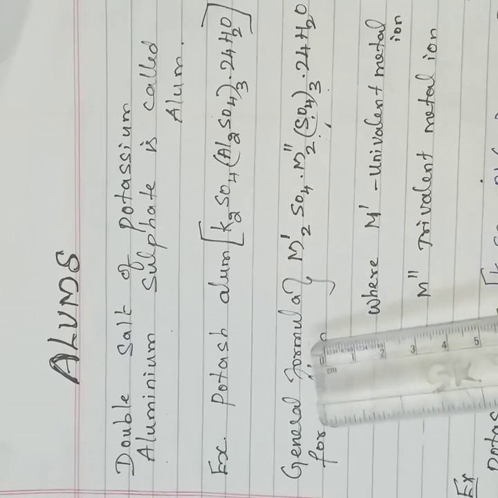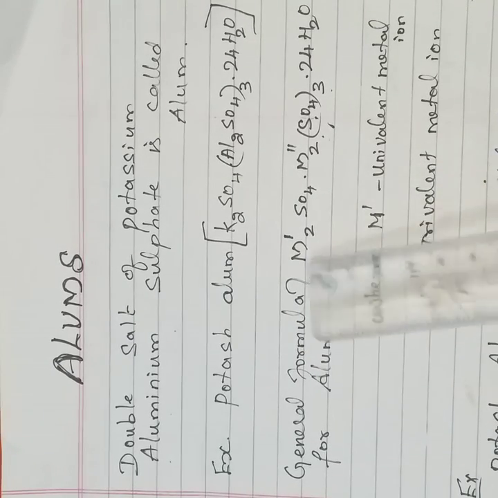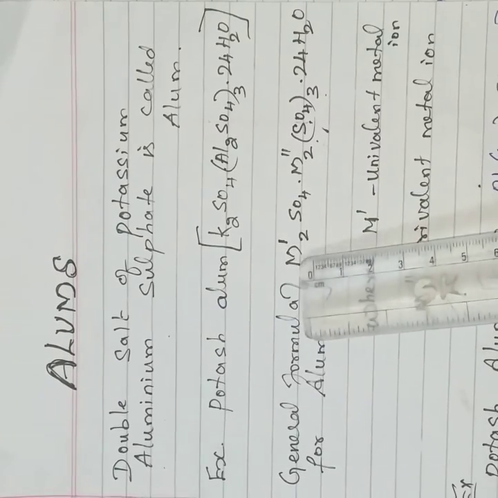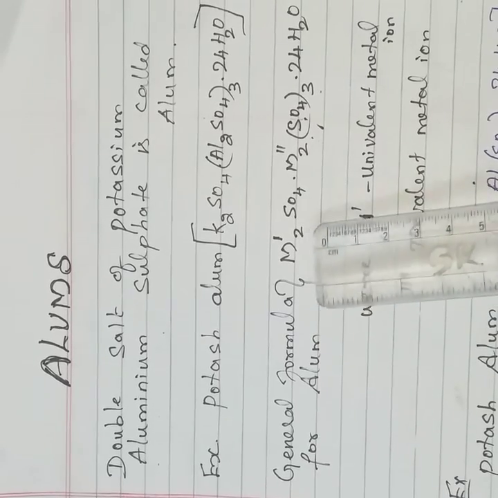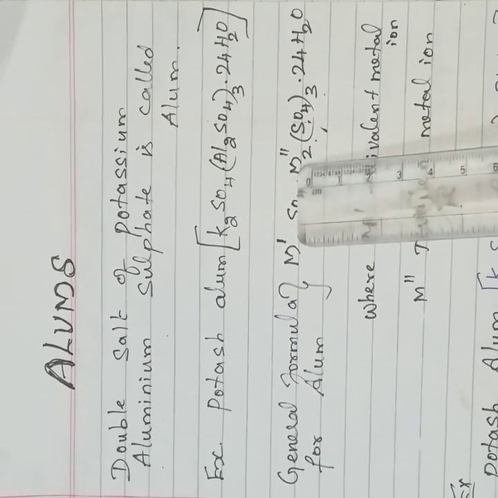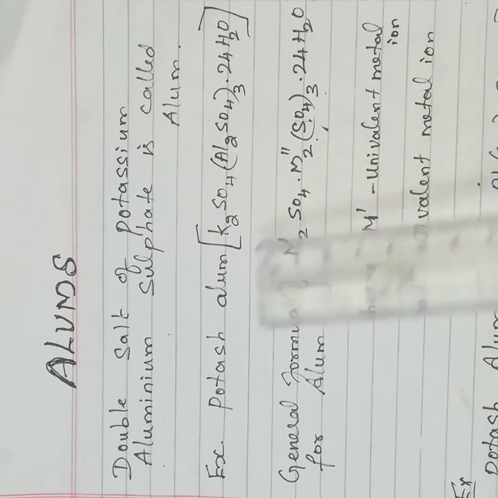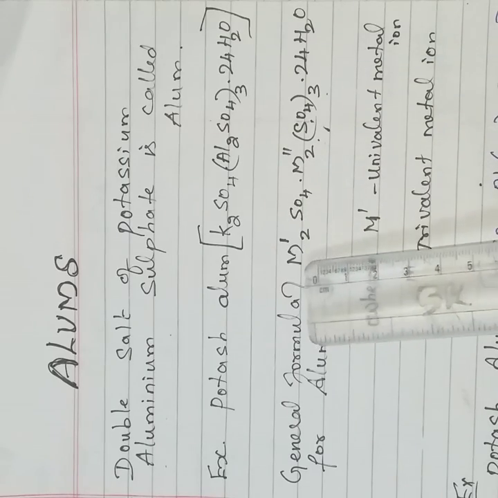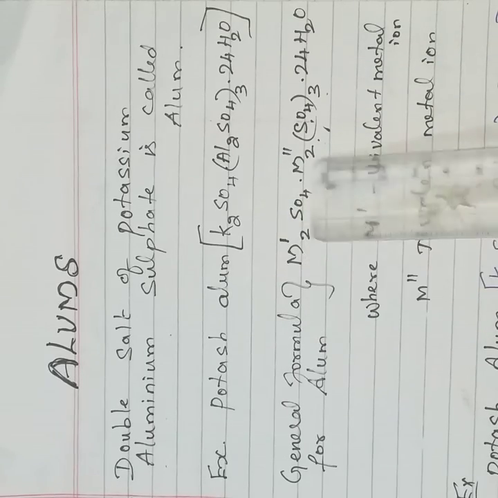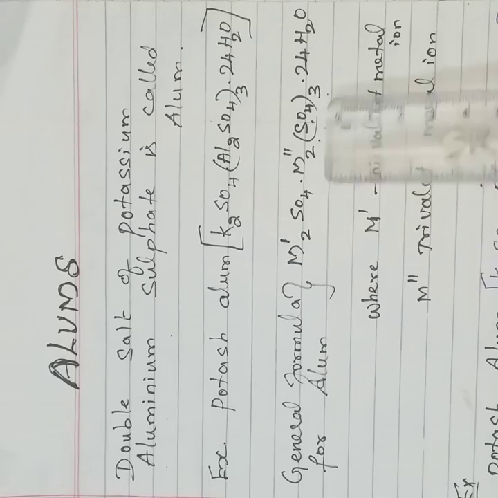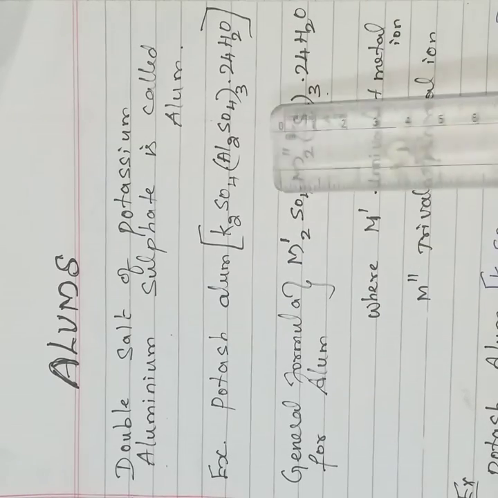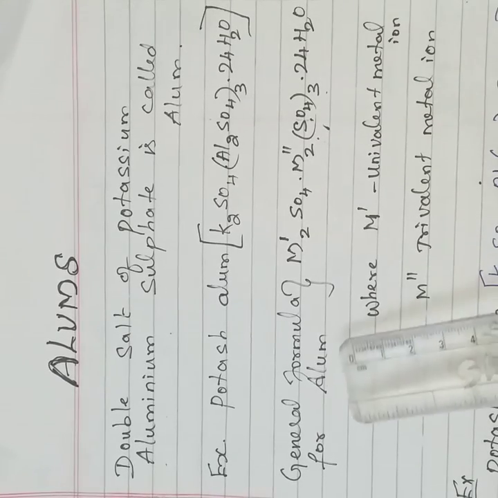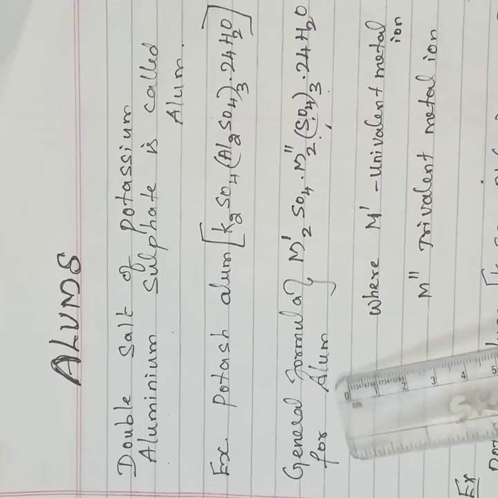But the general formula for writing alum is M1(2)SO4.M2(2)(SO4)3.24H2O. Here M1 means the first metal, and M2 means the second metal. For example, in potash alum, the first metal is potassium and the second metal is aluminium. Both the salts are sulfate salts, and when these two separate salts bind with 24 molecules of water, we call it an alum. So this is the general formula for writing alum.